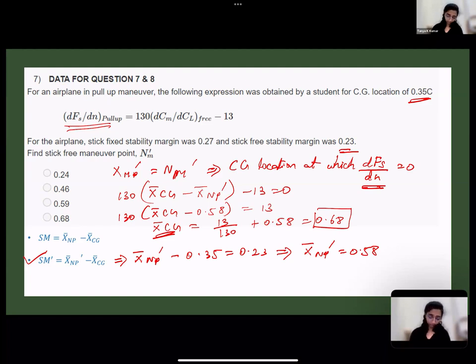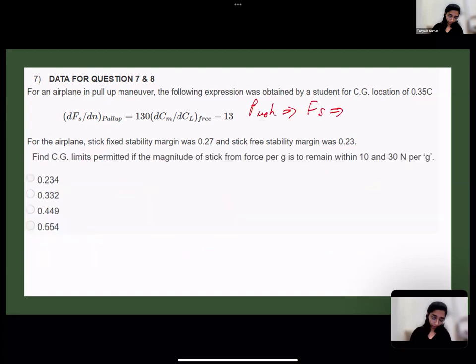Okay. I don't think I was audible. Can you hear me now? Okay, yeah. So the stick force, if I push the stick, is it positive or negative?